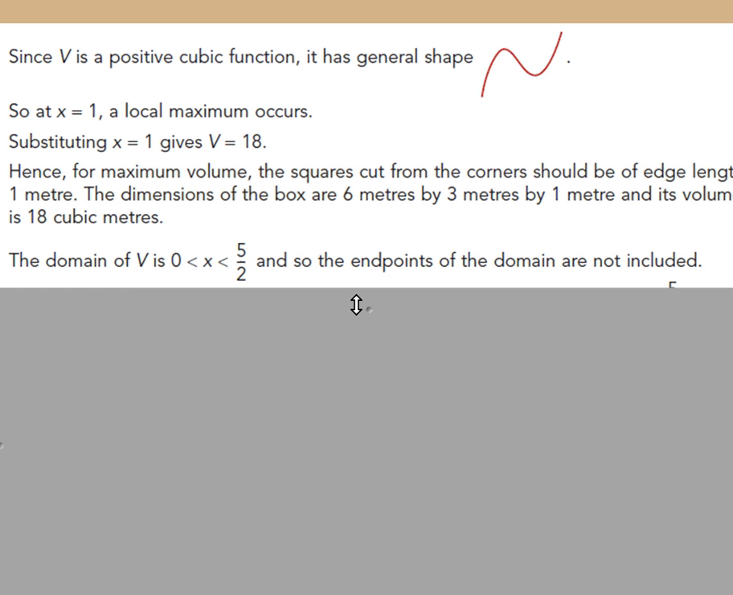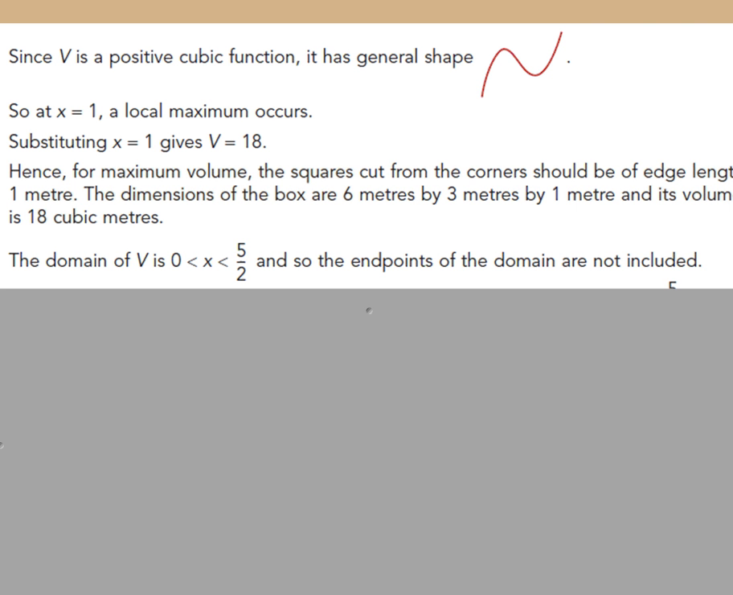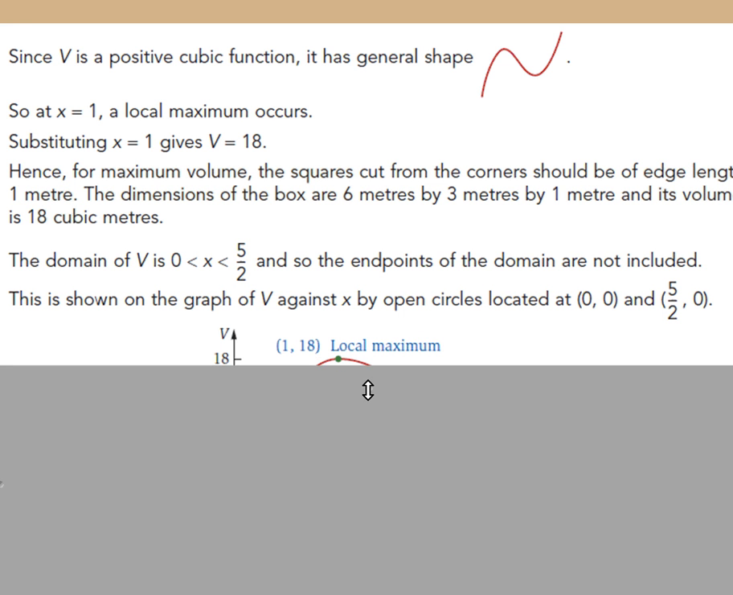We've already discussed the domain of being between 0 and 2.5. We don't include the endpoints because at either value that would give us 0 volume. So if x is 0, that would give us 0 volume, which is a useless box. It doesn't hold anything. And if x is 5 on 2, that would give you 5 minus 5 there. Again, volume is 0. So we have to be greater than 0 but less than 2.5 to have a box that's got a realistic volume in it.